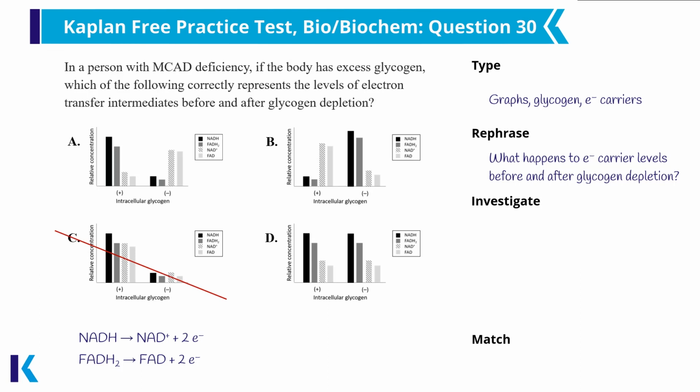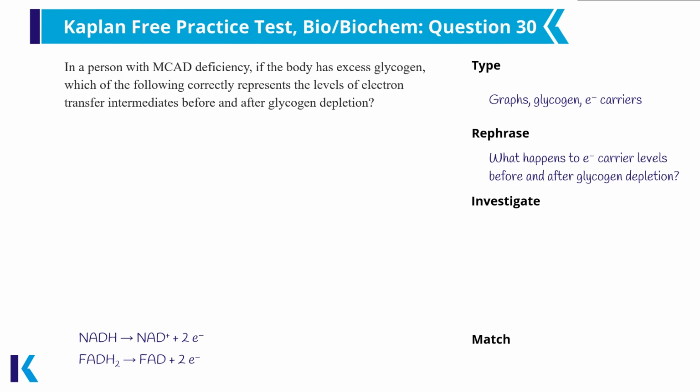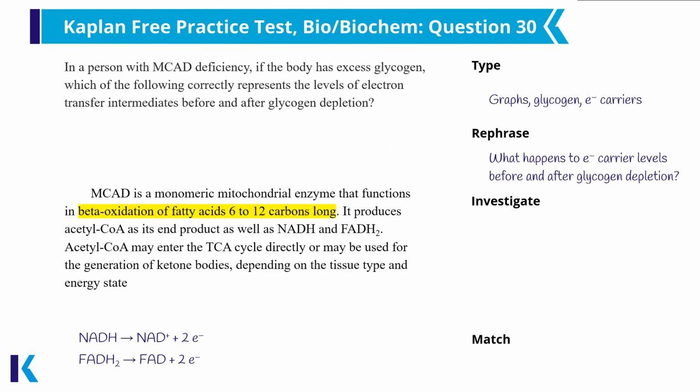All of the other answer choices have that balanced distribution, so I'll need to do a bit more digging into metabolism and the passage for more clues. The first place I'm going to go to is paragraph 2, because I recall from my passage analysis that paragraph 2 was where MCAT's role was discussed in more detail. I learned from paragraph 2 that MCAT is an enzyme that functions in beta oxidation and produces acetyl-CoA as well as the electron carriers NADH and FADH2.